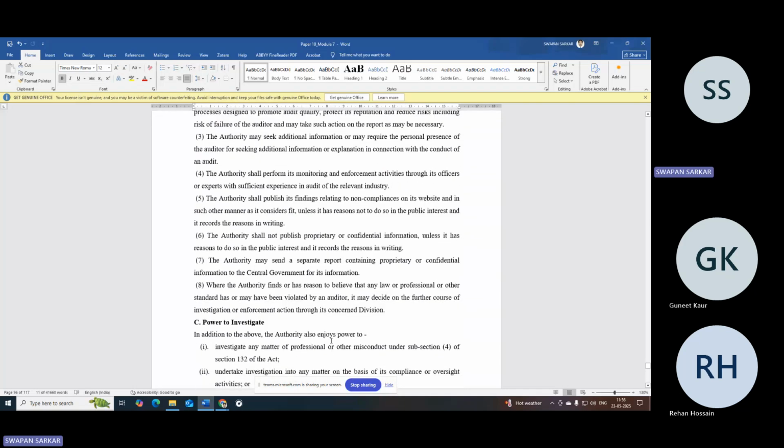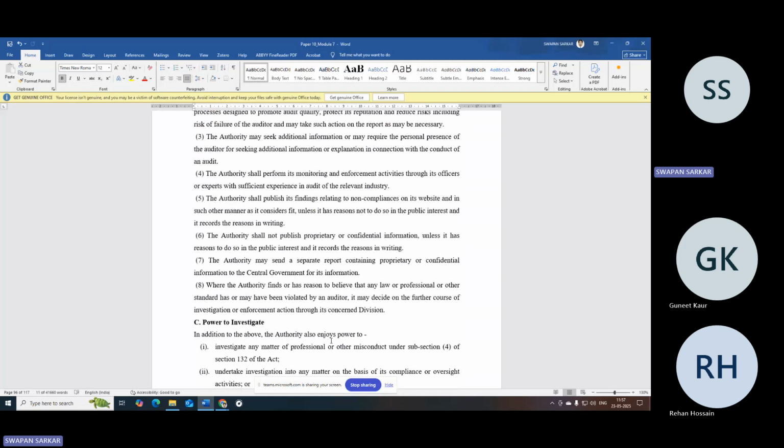The authority shall perform its monitoring and enforcement activities through its officers or experts with sufficient practice experience in audit. The authority shall publish its findings relating to non-compliances on its website and in such other manner as it considers fit, unless it has reasons not to do so in public interest and it records the reason in writing.